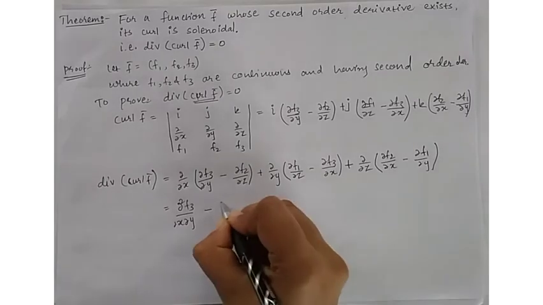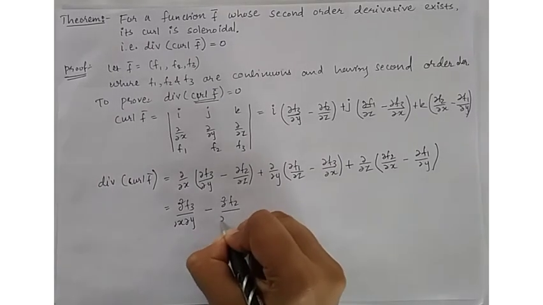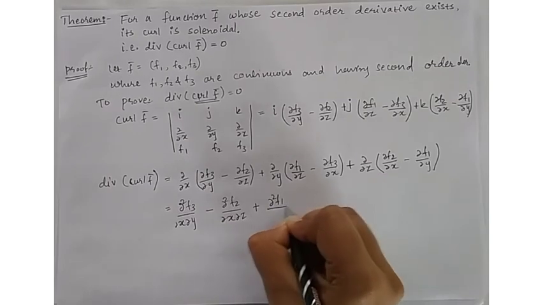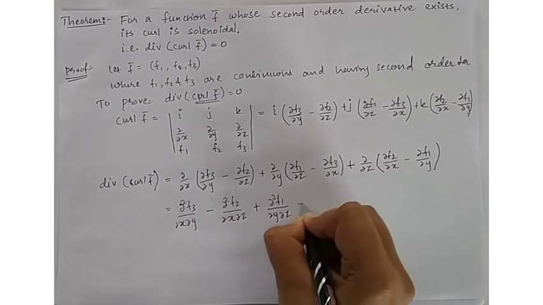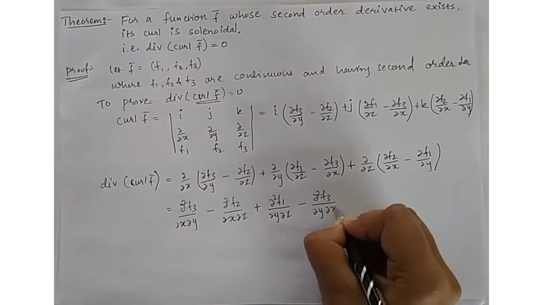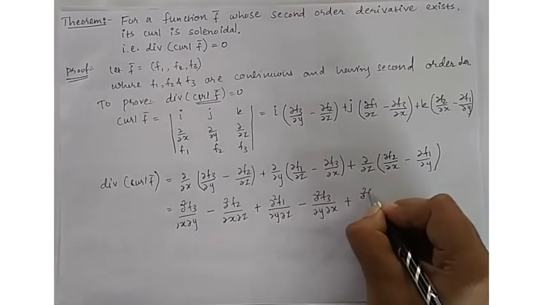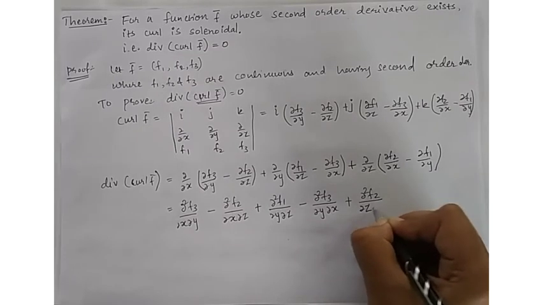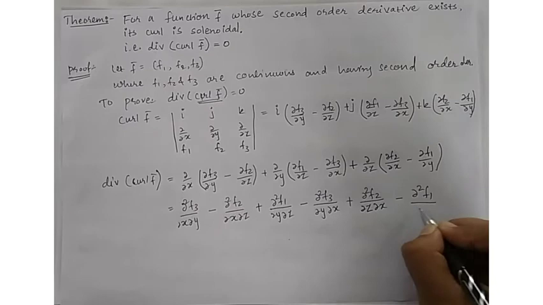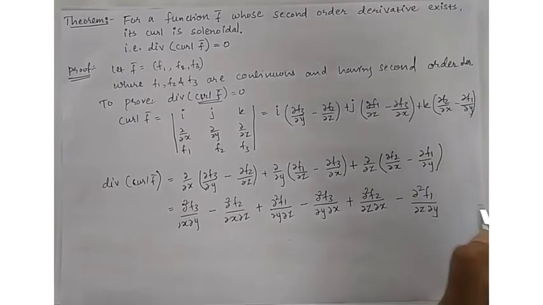Taking partial derivatives of all these functions, we get del square F3 by del x del y minus del square F2 by del x del z plus del square F1 by del y del z minus del square F3 by del y del x plus del square F2 by del z del x minus del square F1 by del z del y.